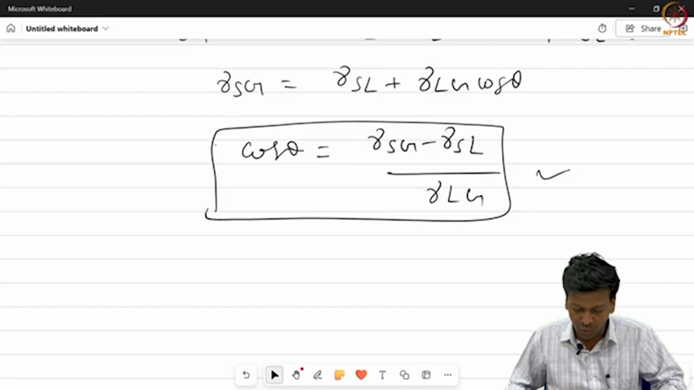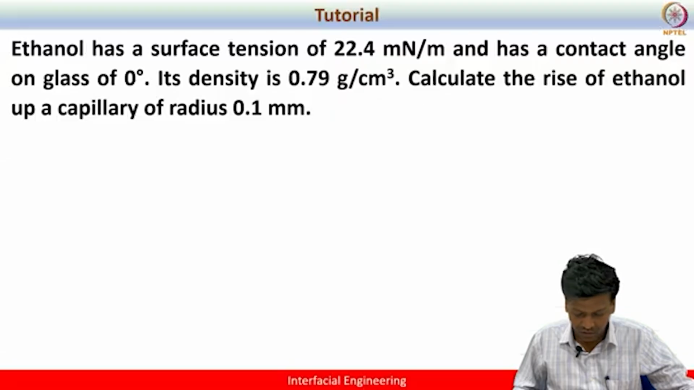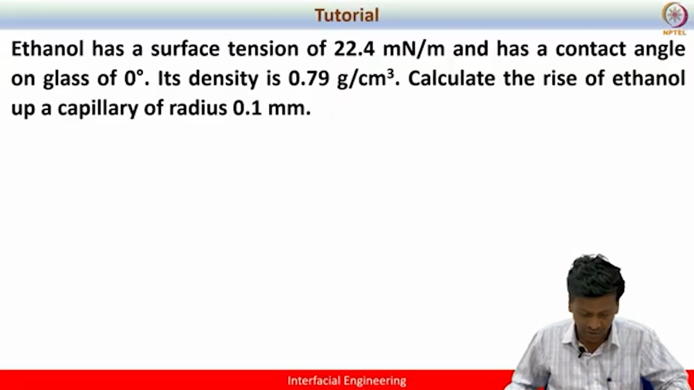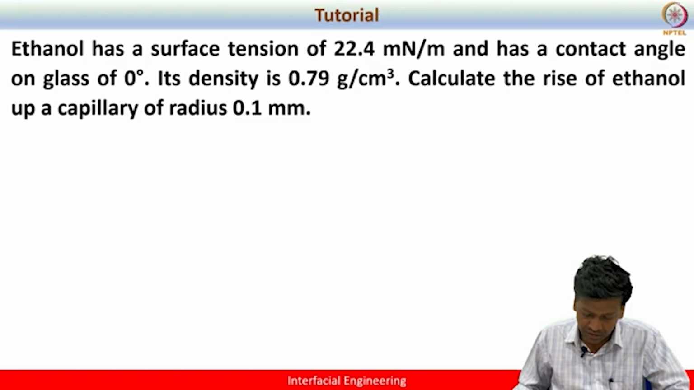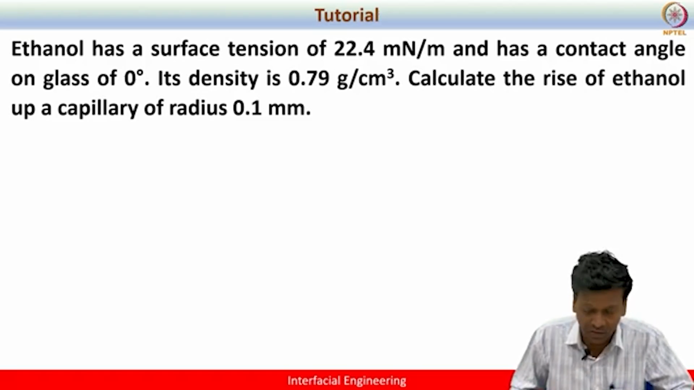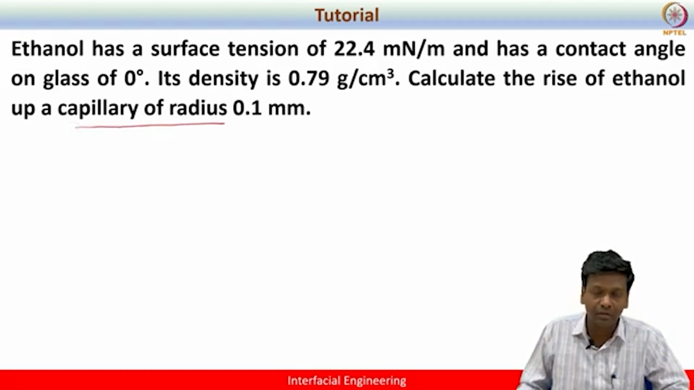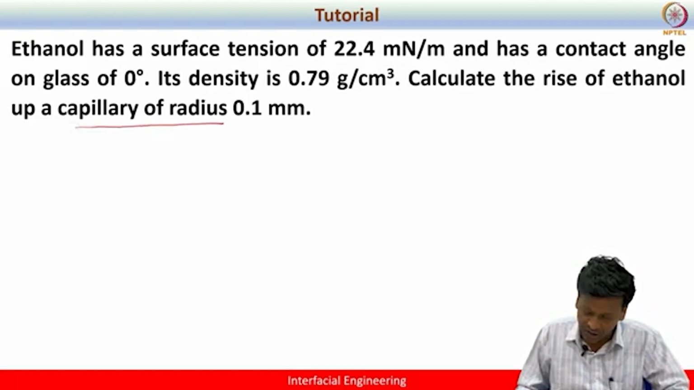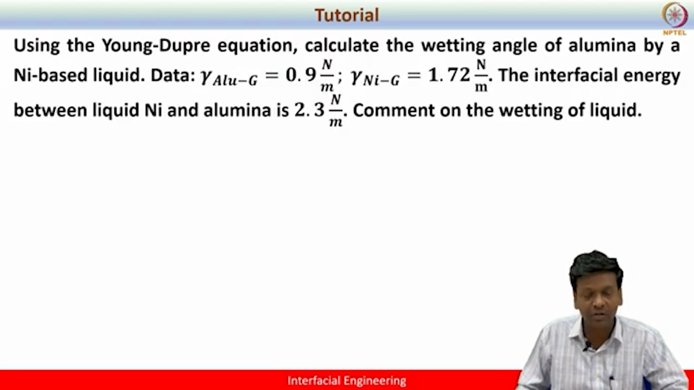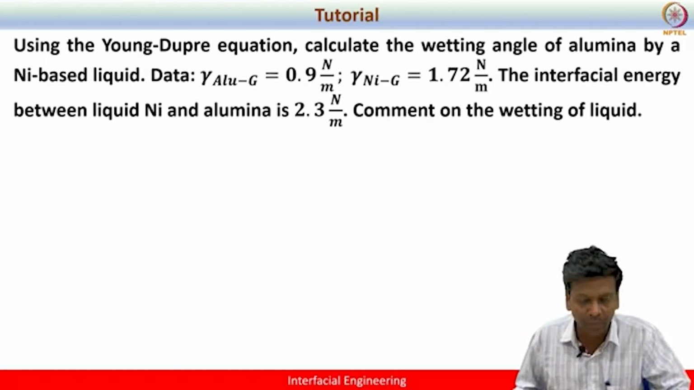Now we will move on to the tutorial part. In the tutorial part, we have got a couple of equations. One is based on the capillary method that we saw in the previous lecture, and the other one is based on the Young equation. Sometimes it is also known as Young-Dupre equation. You will find in many textbooks it is called the Young equation, but it is also sometimes known as the Young-Dupre equation.